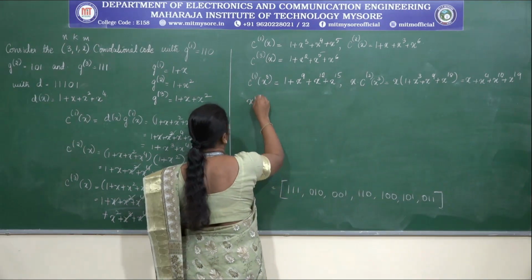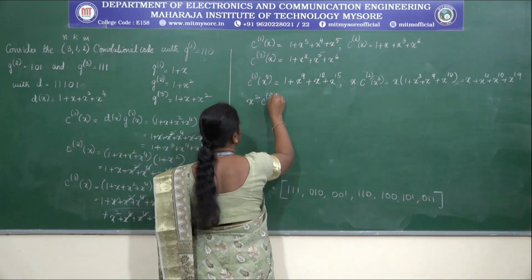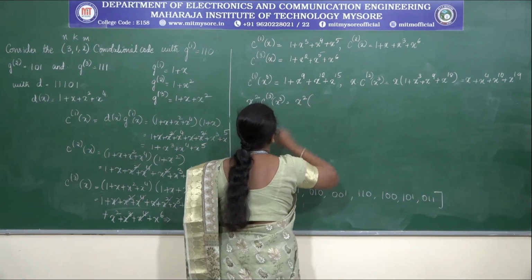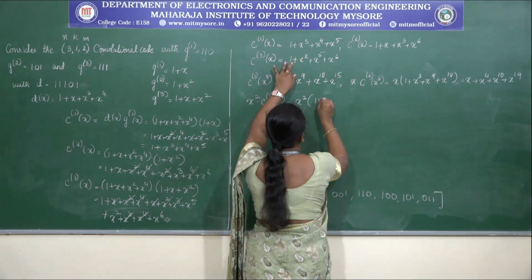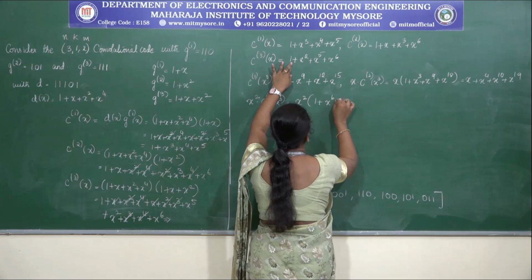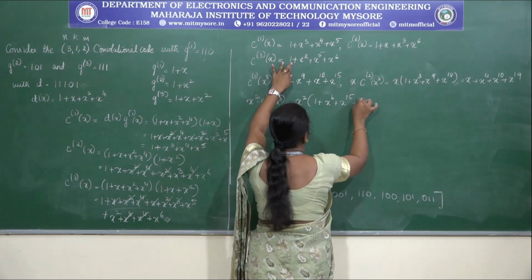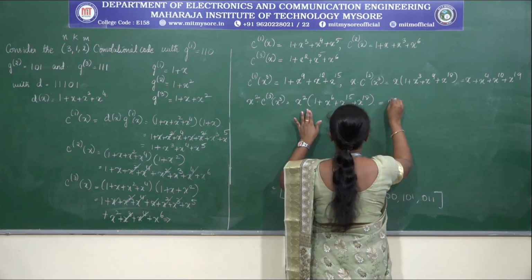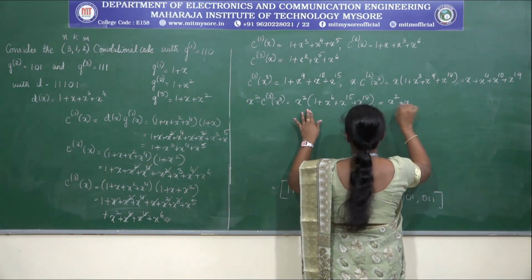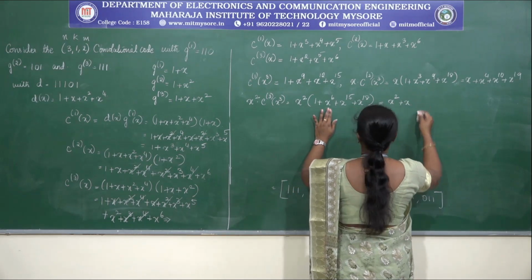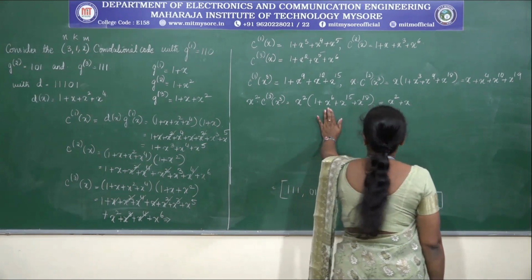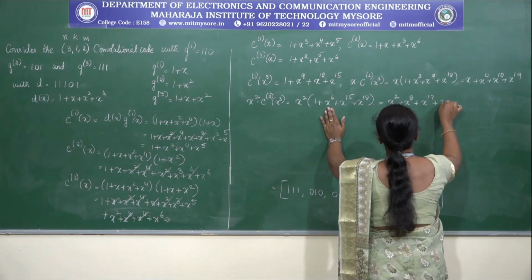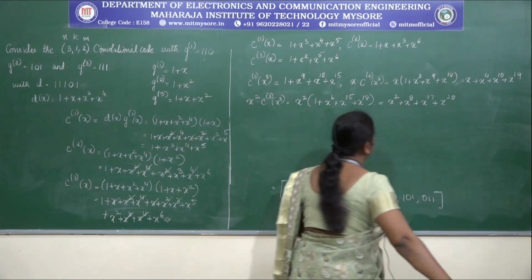So, next we have x square into C3 of x to the power of 3. So, it is x square multiplied by 1 plus x to the power of 6, 15 plus 18. So, you are going to get x square plus 8 plus 17 plus 20.